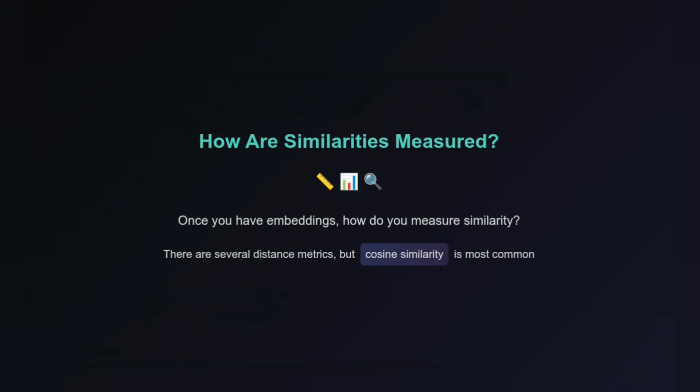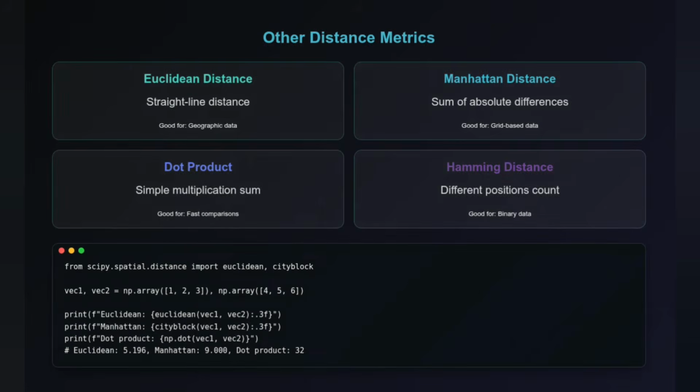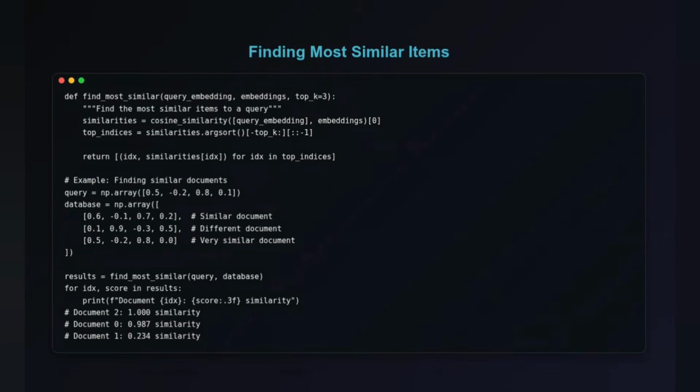Once you have embeddings, how do you measure how similar they are? There are several distance metrics, but cosine similarity is most common. Cosine similarity measures the angle between vectors, not their length. It ranges from -1 to +1, where 1 means identical and -1 means opposite. Other metrics include Euclidean distance, Manhattan distance, and dot product. Each has different use cases. Here's how to find the most similar items in a collection.